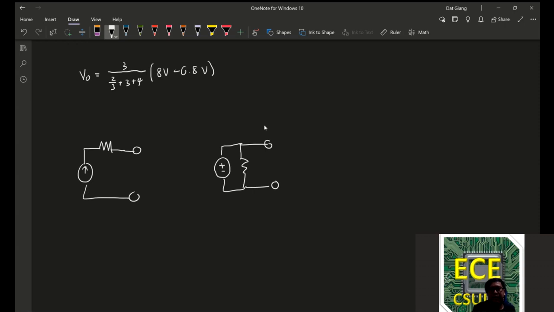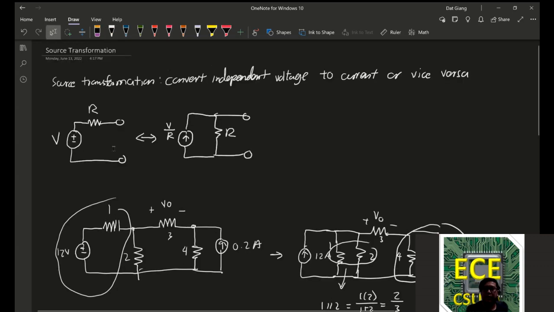Similarly, for this, we use the principle that source elements in parallel have the same voltage reading, so we can just say we know what the voltage is here. So it's not that useful to use source transformation in these situations. But in the event that we have these, we can definitely use source transformation.